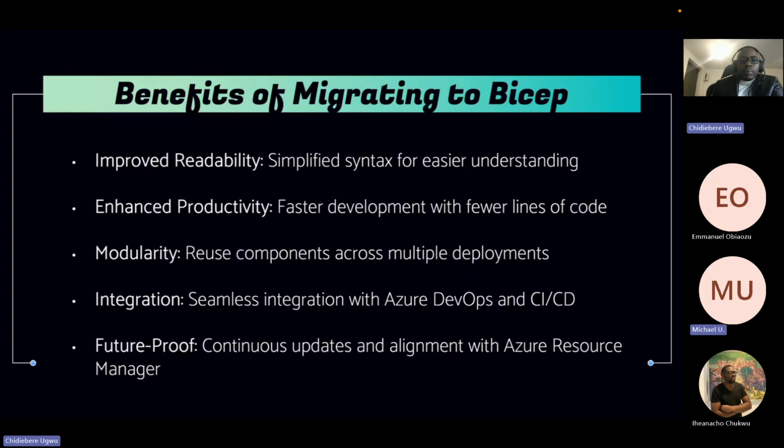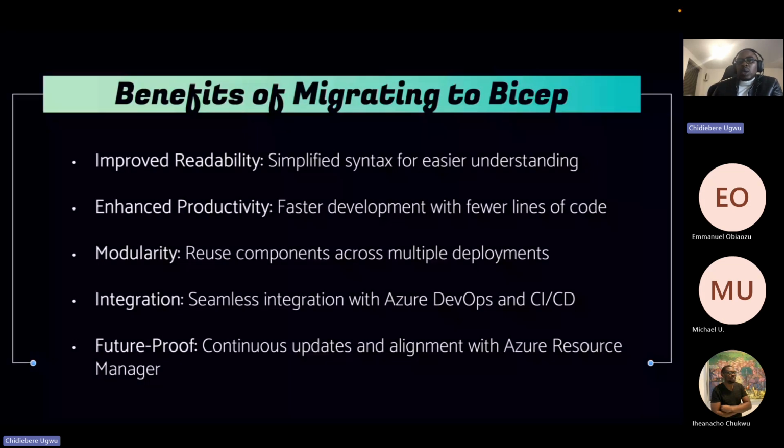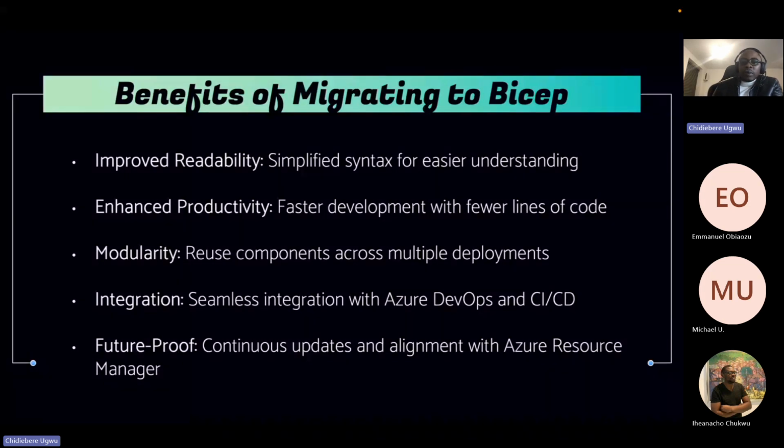So we have the benefits of migrating to Bicep. One is improved readability. As said earlier, it simplifies the syntax for easier understanding. With the modules, you will be able to understand the requirements, or the parameters, that a particular resource needs in order to be deployed. And if you have an issue in a particular step, you can pinpoint it and troubleshoot from there.